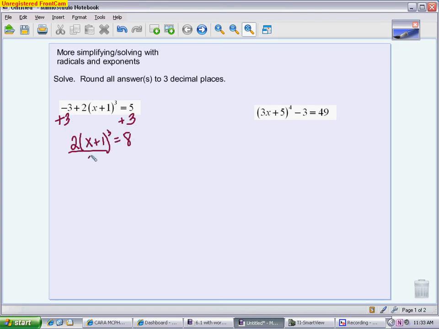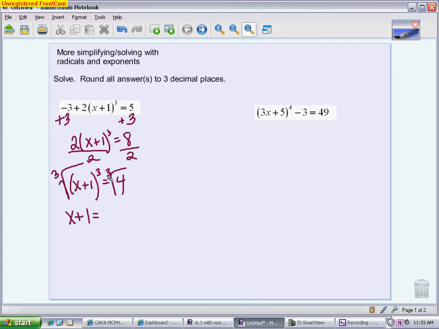Then I want to divide everything by 2. Remember, you can't distribute that 2 through because that x plus 1 is being taken to a power. So now I have x plus 1 to the third power equals 4. Now to get rid of a cube, the inverse of a cube is cube root, so I'm going to take the cube root of both sides. Because it is an odd root, you will only get one answer, whatever the cube root of 4 is.